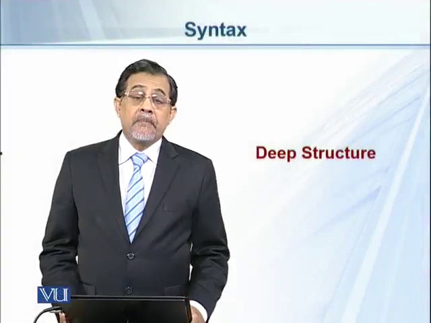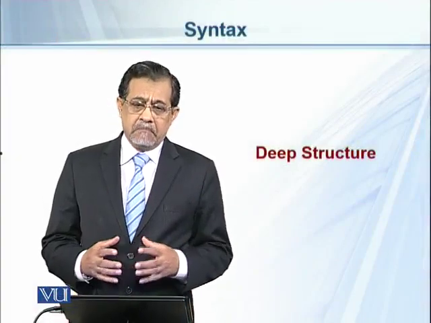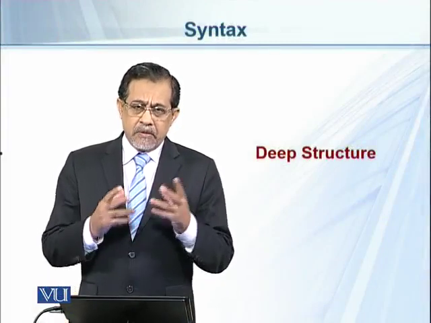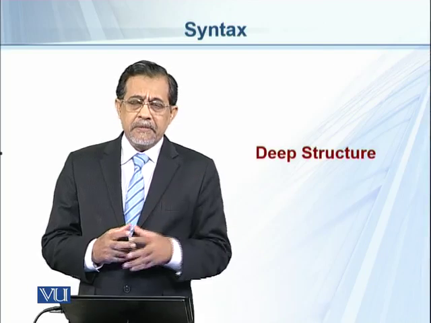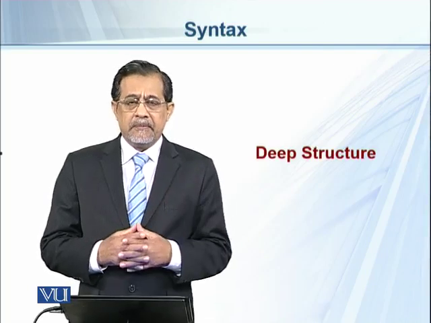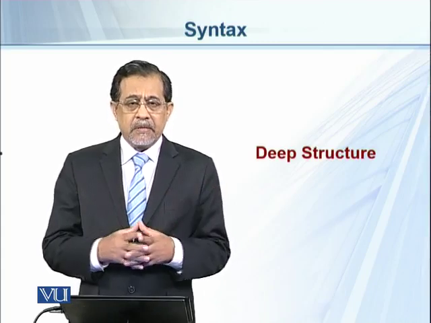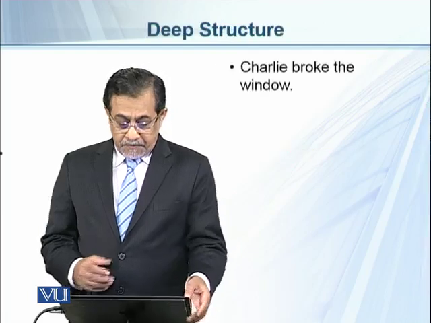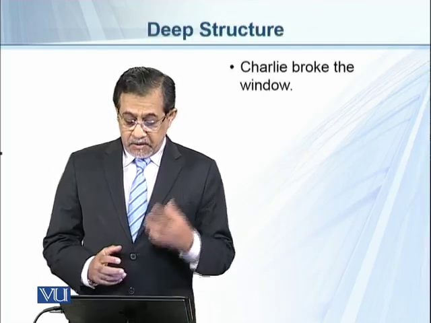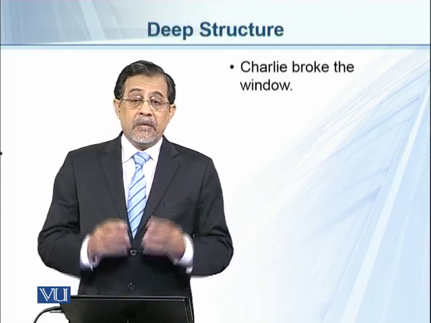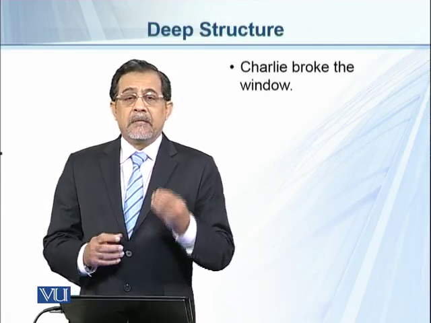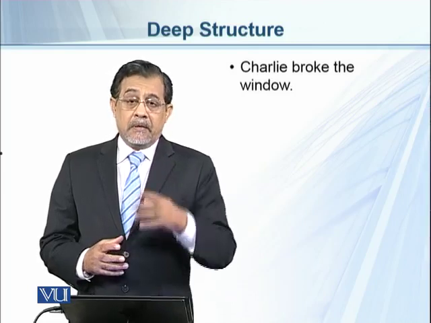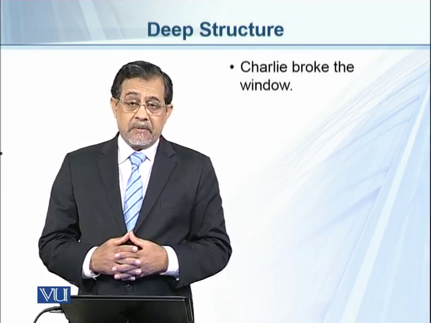Deep structure. Whatever we talk about in terms of utterances and sentences takes place on two levels, the surface level and the deep level. We have two structures, the surface structure and the deep structure. So let's look at this sentence. Charlie broke the window. It's a simple sentence, right? This is a sentence at the surface level, an active sentence, right?